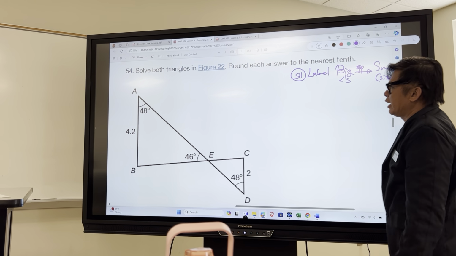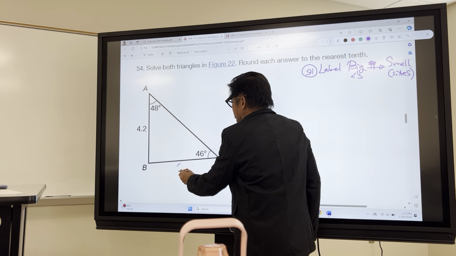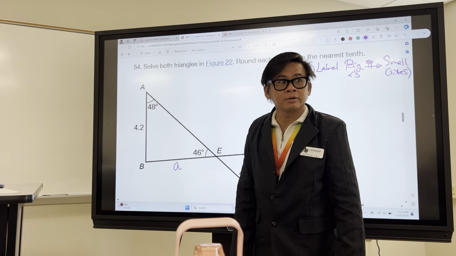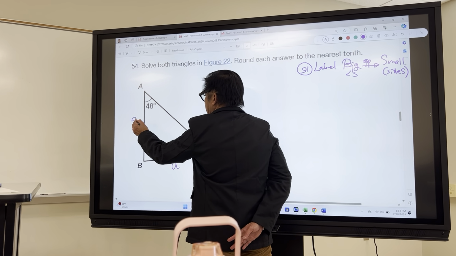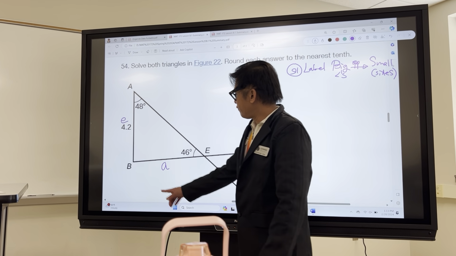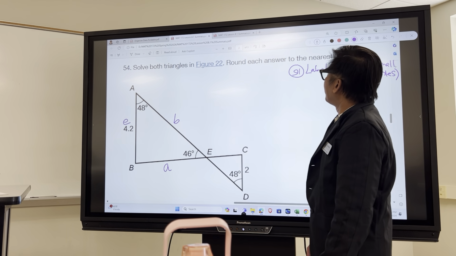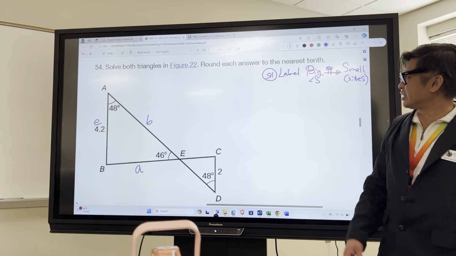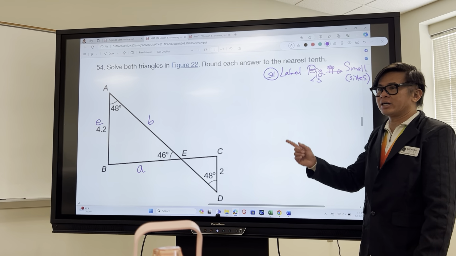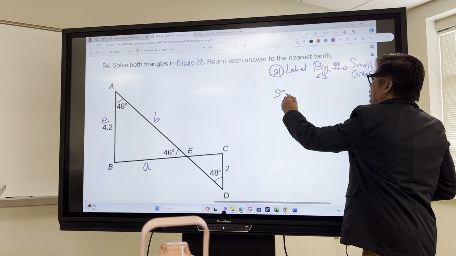So in that case, if this is big A, this is small a. If this is big E, then this is a small e. If that is big B, then this is a small b. Get it? Alright, so step 1, label: big letters for angles, opposite them, small letters for sides. Step number 2.